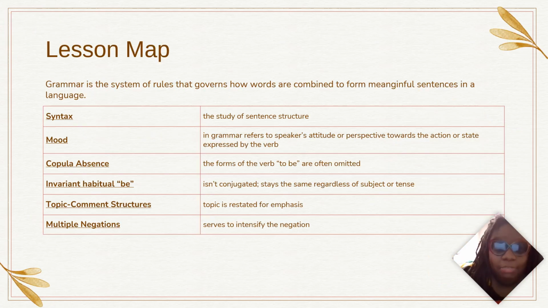Let's first start by defining grammar. In a linguistic context, grammar is a system of rules that governs how words are combined to form meaningful sentences in a language. It encompasses several components that we're going to be focusing on today, three of them being syntax, morphology, and mood markers. Above to the left of me, you'll see our lesson map that has a few important definitions related to today's lesson. Give me a minute to look that over before we move forward.